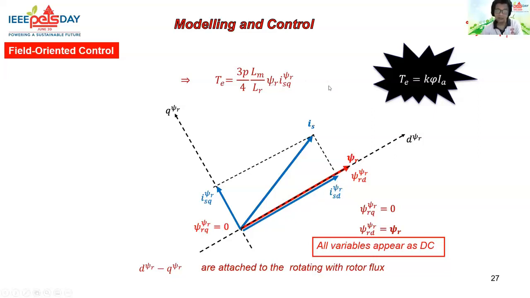All right. So as you can see, if you compare this to the torque expression of the DC motor, it is similar and has the same characteristics, in which you can quickly control the torque by controlling the Q component of the stator current in this rotating frame.